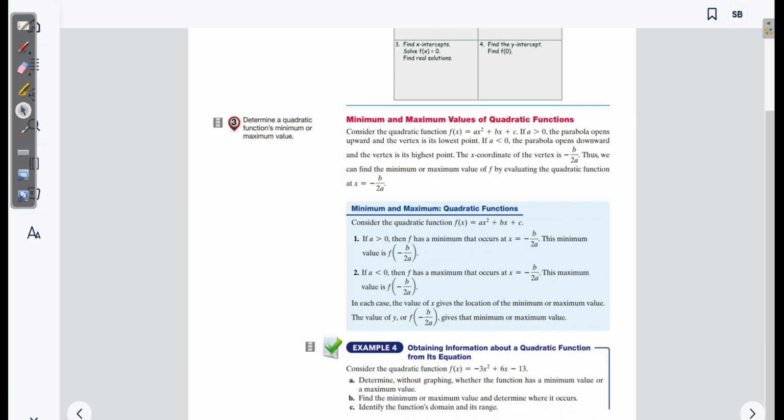Alrighty. So next up, we're going to be talking about maximum and minimum values. This is a pretty easy concept, and luckily, we need a nice little break every now and then, right? And this is our break for this section. So maximum and minimum values of quadratic function.